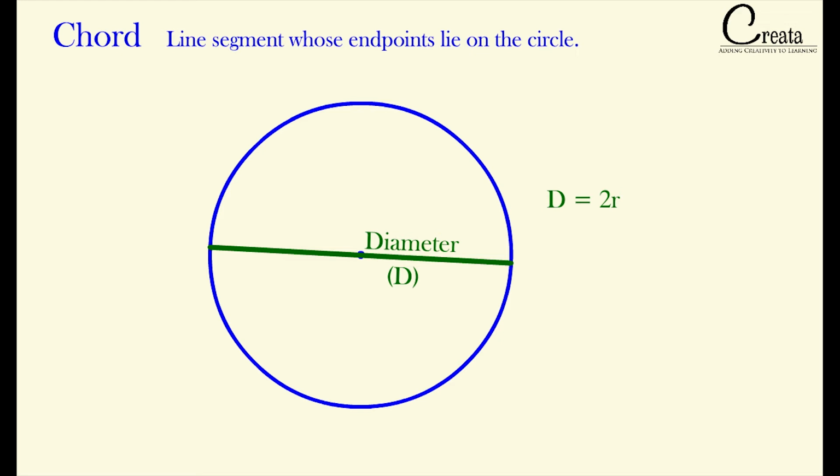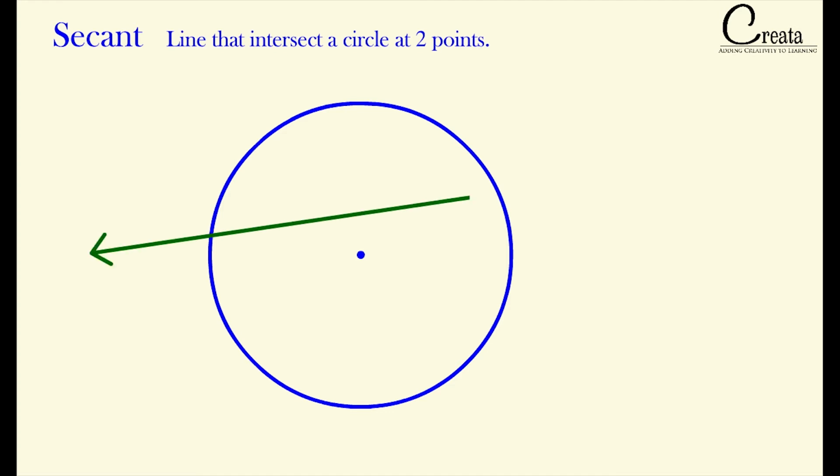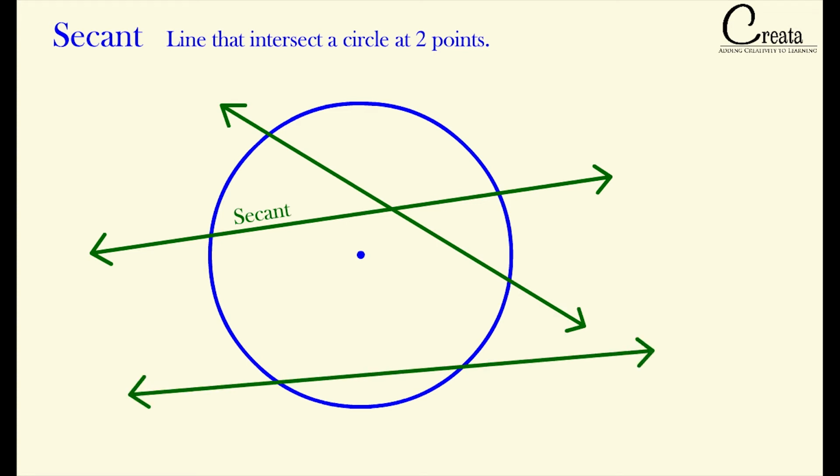Moving further, next is secant. A secant is a line that intersects a circle at 2 points. All these are examples of secants. All the lines are intersecting the circles at 2 points. A chord joins 2 points of the circle, and a secant intersects the circle at 2 points. This is the difference between chord and secant.